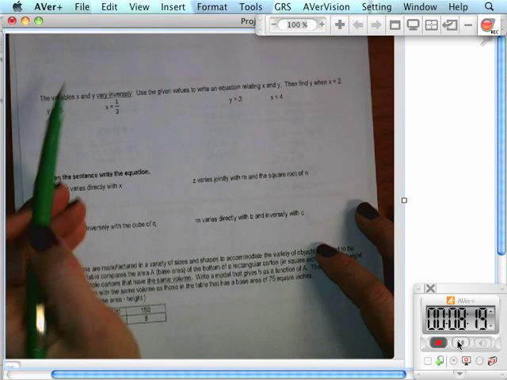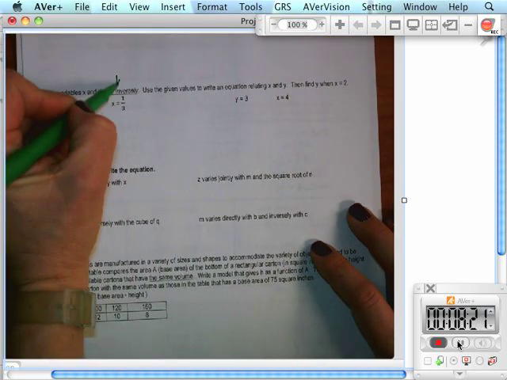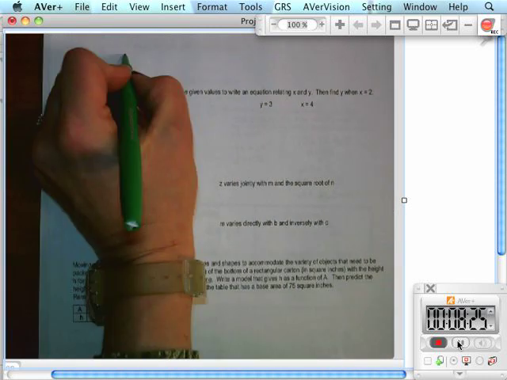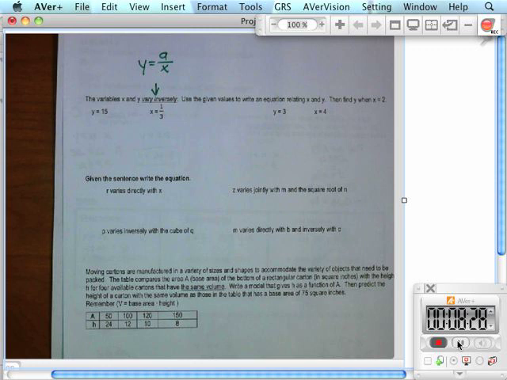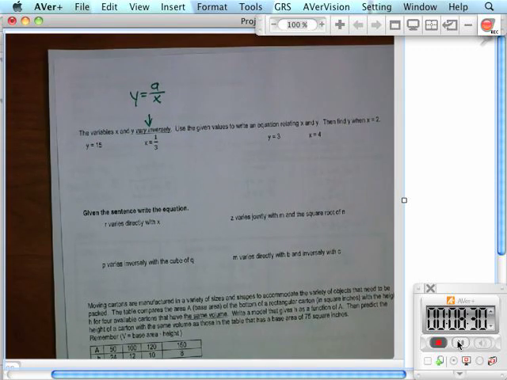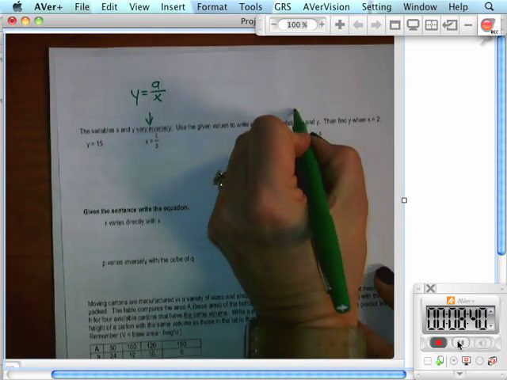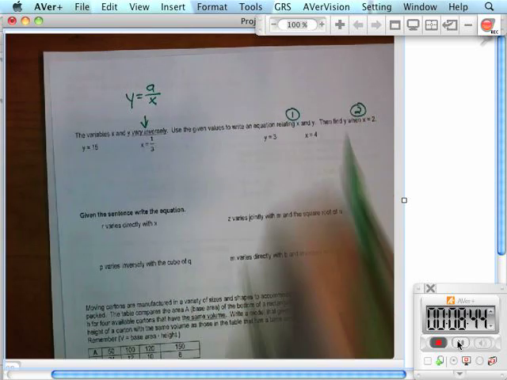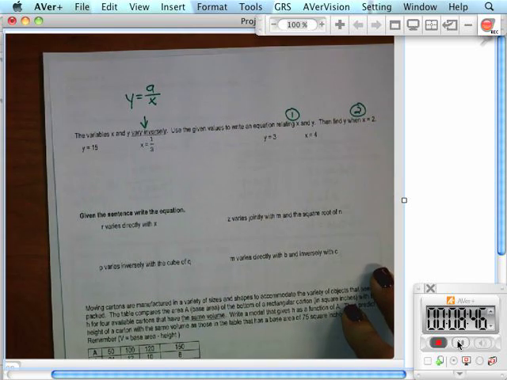Tell you right here, the variables x and y do what? Vary inversely. So I have to figure out, okay, I'm working with this equation right here. Varies inversely, I'm working with that equation. Stop and identify that right away. So use the given values to write an equation relating x and y. It's the first thing I have to do. And then find y when x is 2. It's kind of like the warm-up you just did. So you got two things. You got to find the inverse equation, and then you got to plug in 2 for x and find out what y would be in that function.